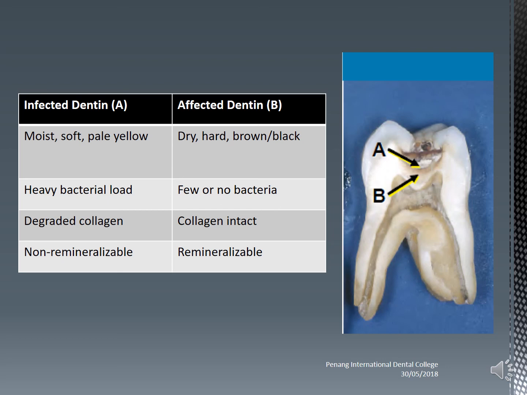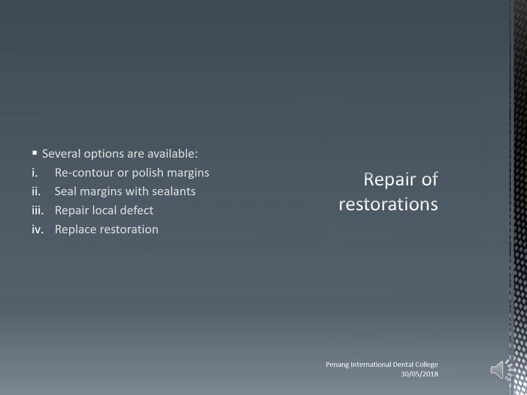If you look at the histological picture, infected dentine has more degraded collagen, whereas in affected dentine the collagen is intact. So infected dentine is non-remineralizable, whereas affected dentine can be remineralized, so it has to be retained during caries removal.